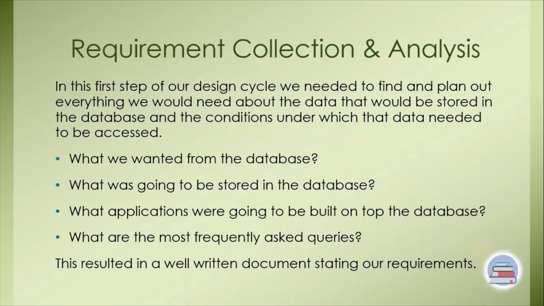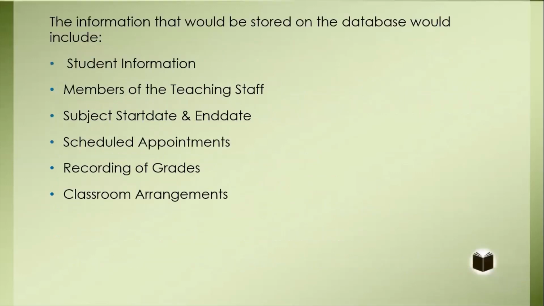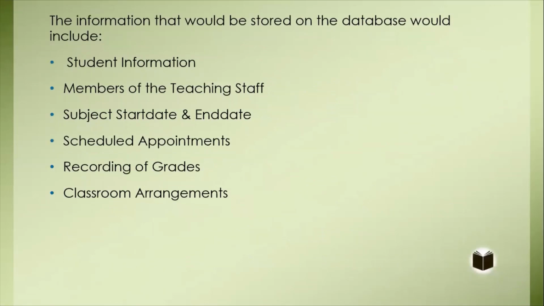Requirements collection and analysis. In this first step of the design cycle, we need to find and plan everything we needed about the data that we would be storing in our database and the conditions under which the data needed to be accessed. To do this, we ask questions like what we wanted from the database, what is going to be stored in the database, and what are the most frequently asked queries. This resulted in a well-written document stating our requirements. For that, the database will include information such as student information, members of the teaching staff, the subjects, the schedule, appointments, recording upgrades, and classroom arrangements.